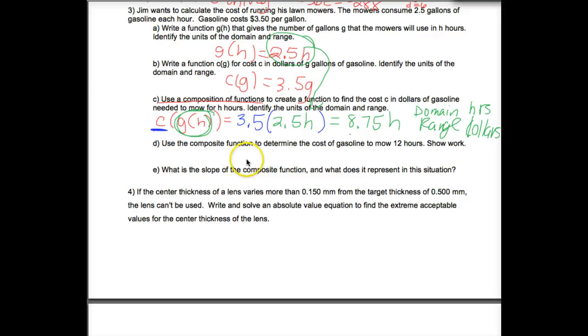All right, use the composite function to determine the cost of gasoline to mow 12 hours. That just means plug in the 12 for the H there. So put that in. Solve that. Make sure you show the work. Don't just write the answer.